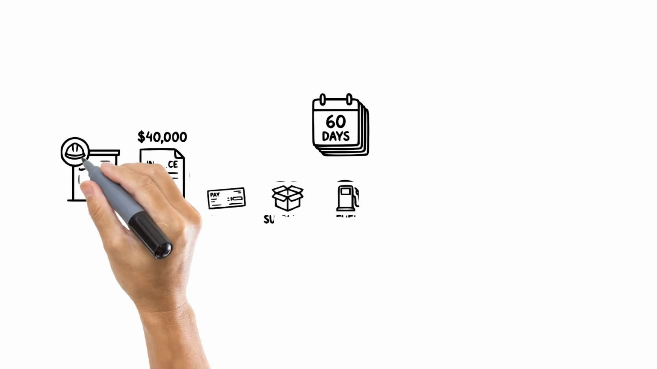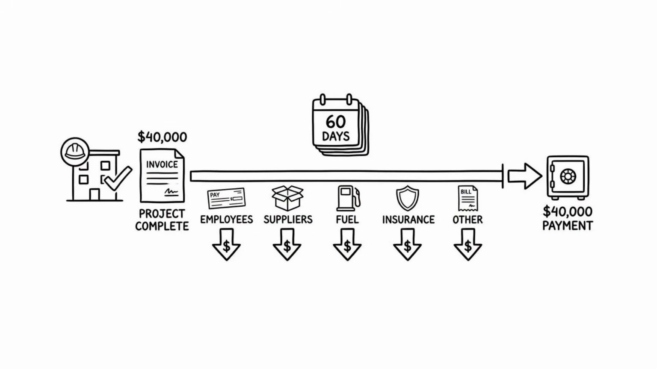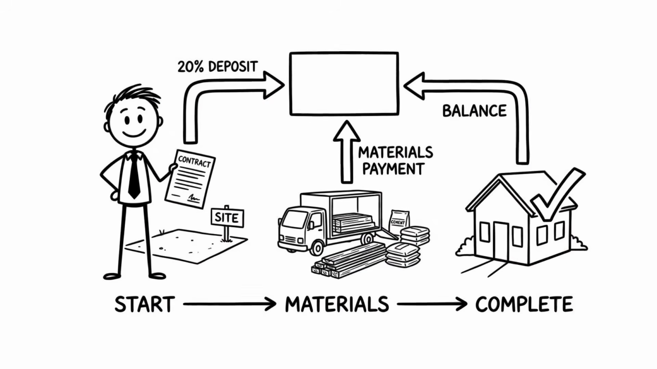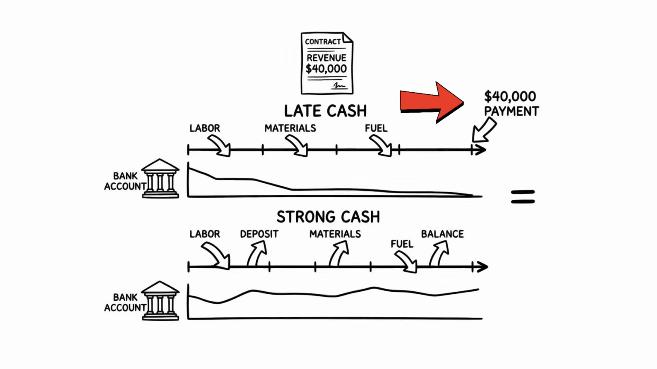Control customer payment timing. Suppose a construction company completes a $40,000 project, but the customer has 60 days to pay. During those 60 days, the company still needs to pay employees, suppliers, fuel, insurance, and other expenses. Now imagine the company negotiates a 20% deposit before starting the project, another payment when major materials arrive, and the remaining balance after completion. The total project revenue may remain $40,000, but the company's cash position becomes much stronger because money arrives closer to when expenses occur.